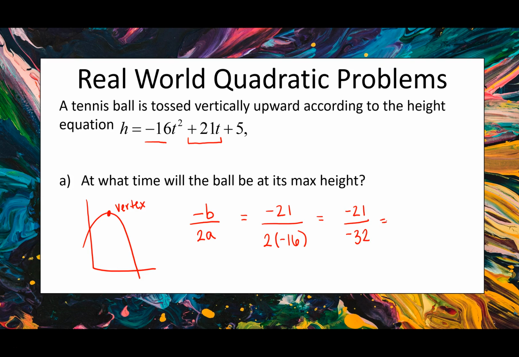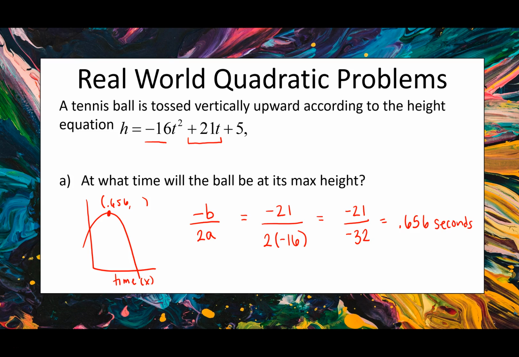And since you're pretty much a genius, you can do this in your head. 21 divided by 32 is 0.656 seconds. So you just found your x value of your vertex to be 0.656. And so that is, of course, your time, because your x value is your time.